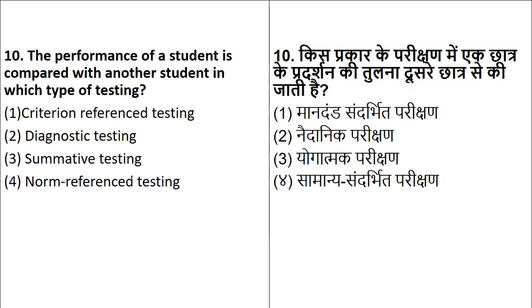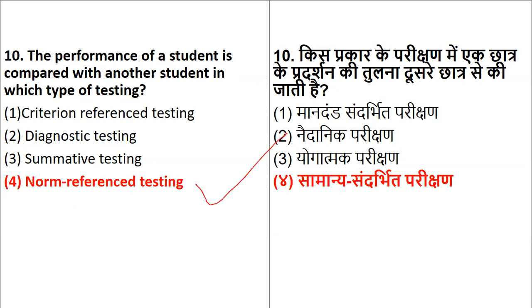So we know criteria reference sets the criteria, the percentile, the cutoff. Diagnostic helps to find out the root cause. Summative gives you the end results with respect to knowledge, attitude, and skills of a student at the end of the academic year. Norm reference will tell you the performance of a student when it is compared to another student. That's the meaning of norm reference itself, that one student's performance is compared to other students, right?